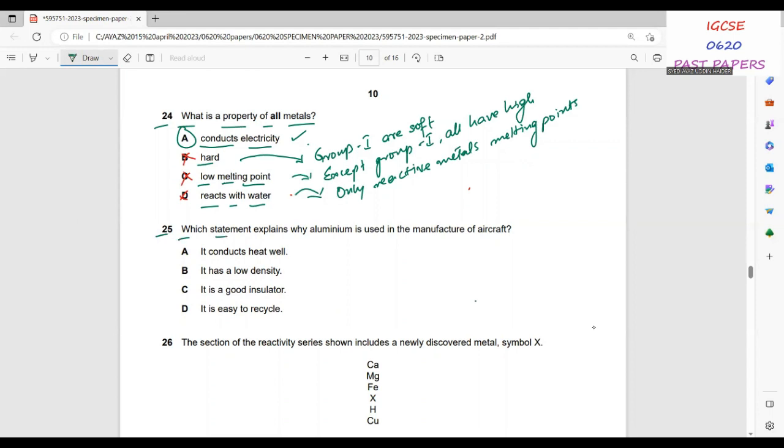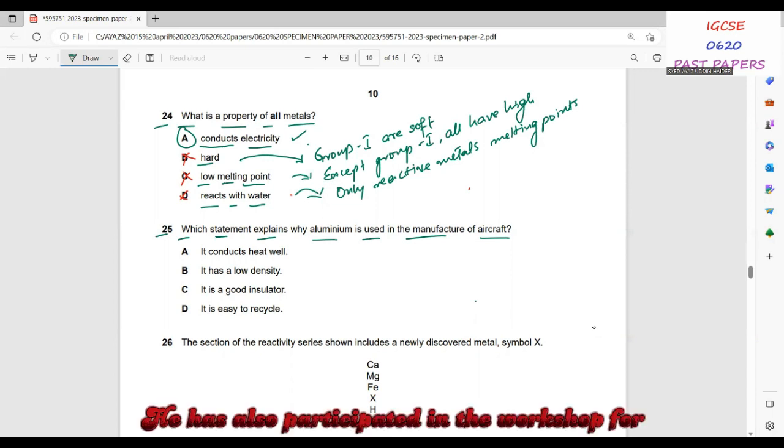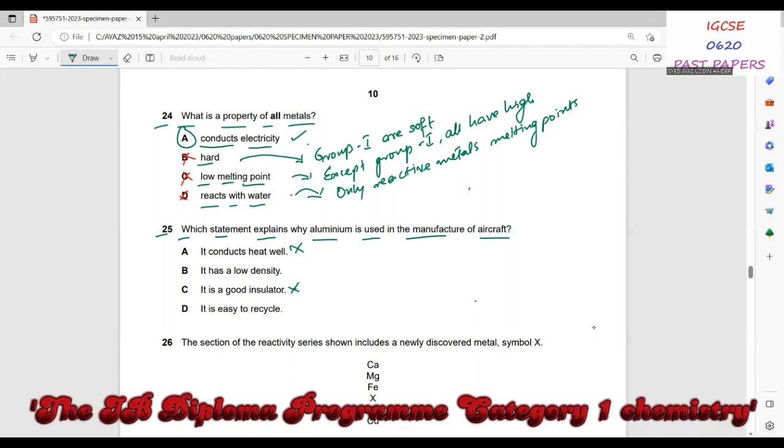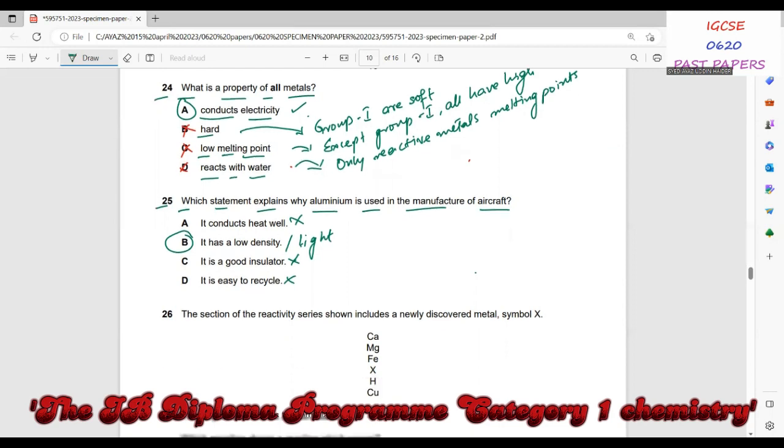Number 25, which statement explains why aluminum is used in the manufacture of aircraft? The property involved in using aluminum in manufacturing is not related to conductivity, so this is incorrect. Also not related to its insulating property. It's not an insulator, it's a metal, so it's a conductor. It's again not related to recycling. The only correct answer is low density, because it's light. That's why it's used in the making of aircraft bodies.